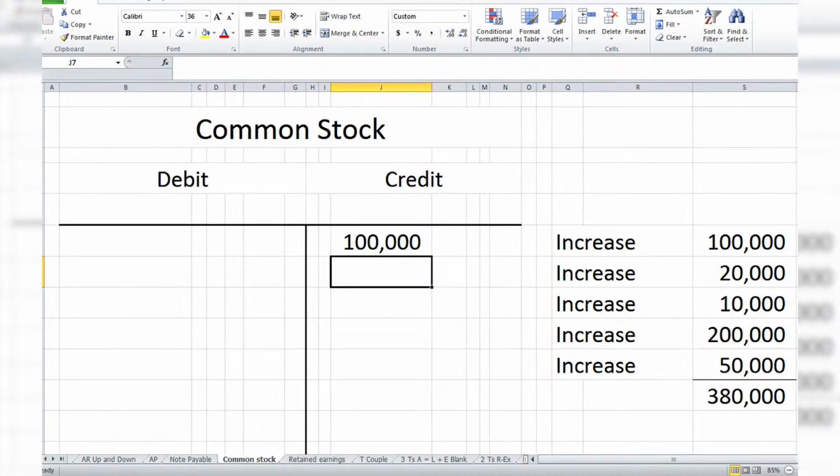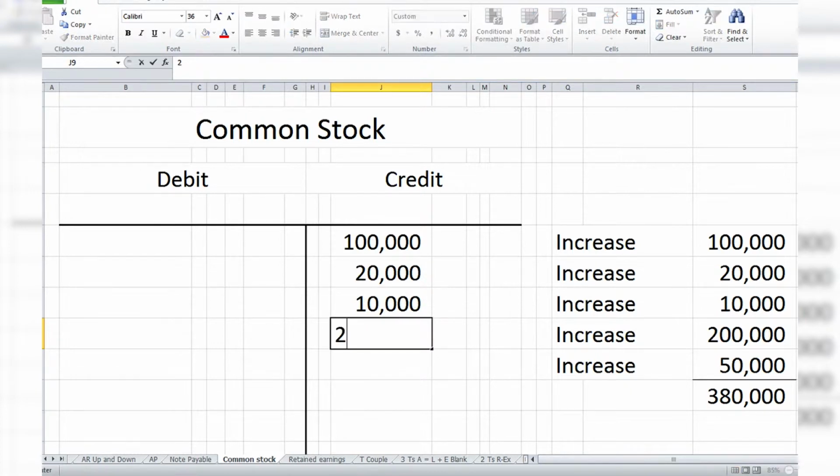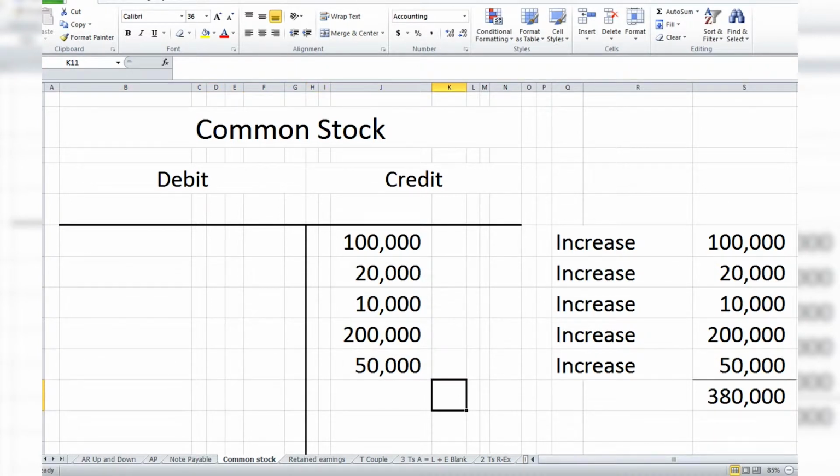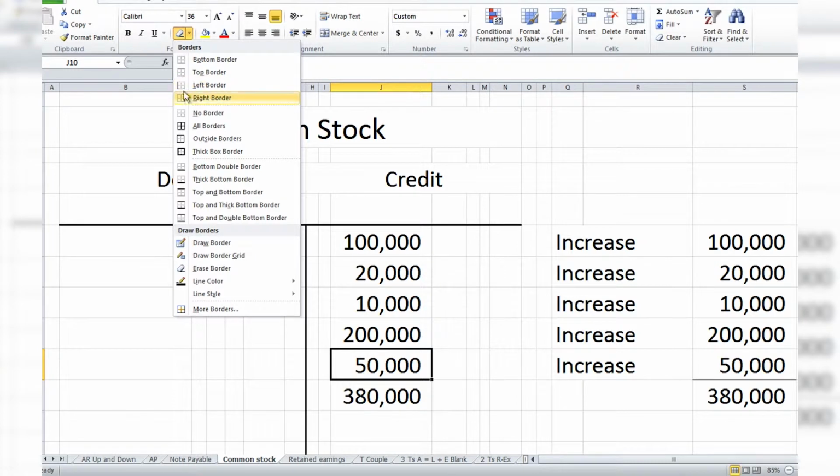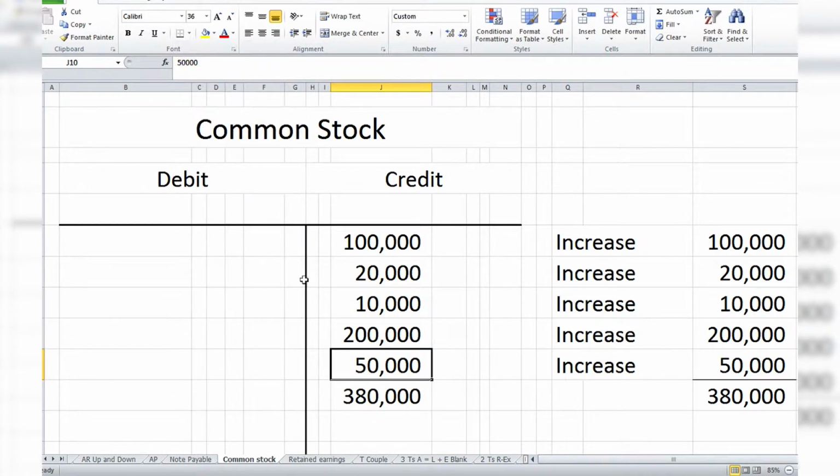Now, increased by 20,000, 10. So what's happening here is, in this case, multiple shares were issued at various different times. Now notice there's no debits. Debits to common stock, you're not really going to see that in your first financial accounting class. So common stock is crediting up here. So 380,000. Is it that easy? I think it's pretty darn close.